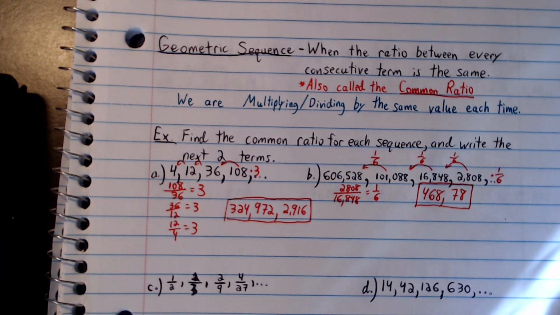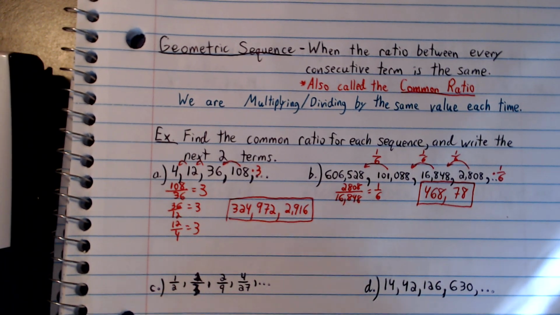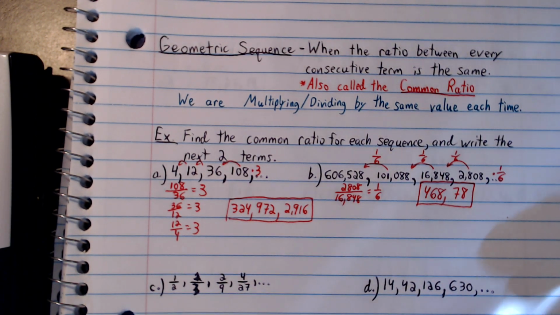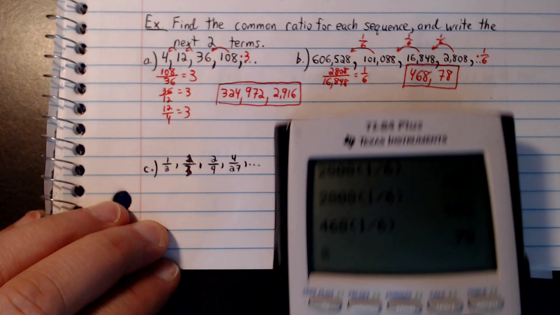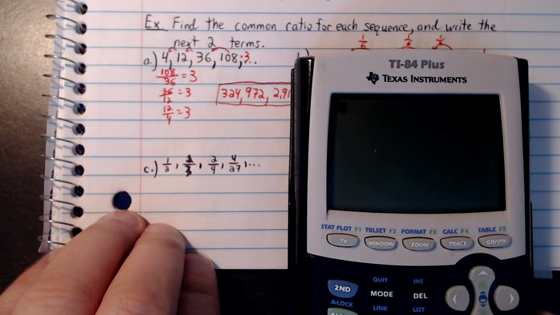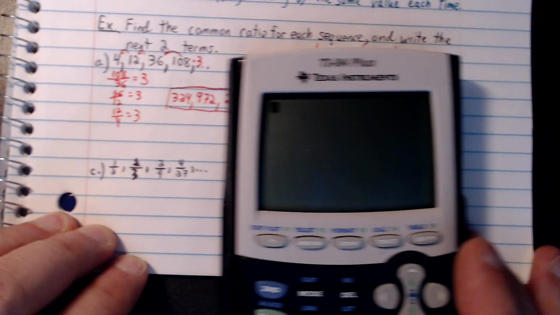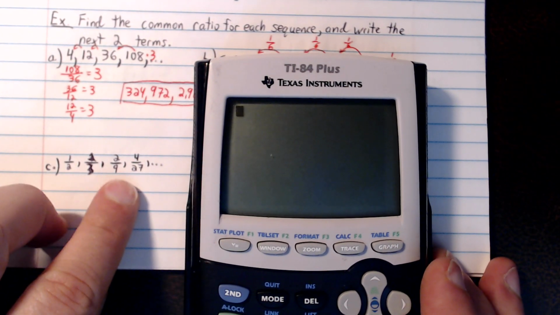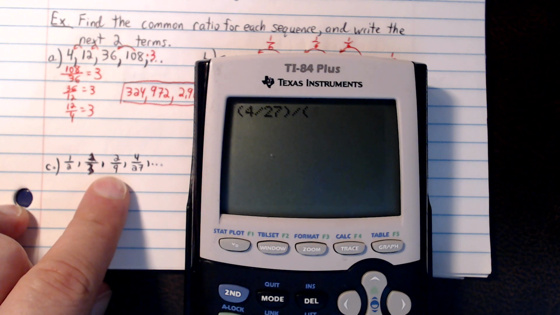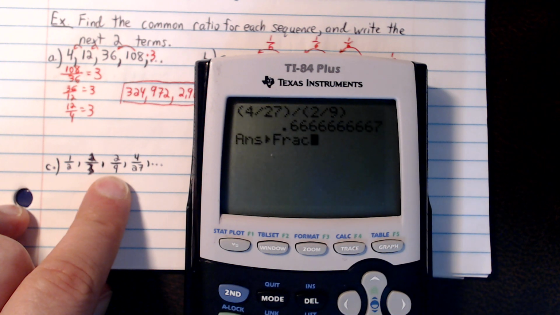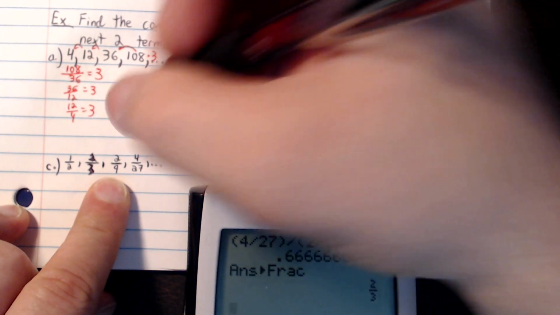No big deal, right? If we start with this last one, I'm going to type in exactly what I see on the page into the calculator. Alright, so let's see here. Not good lighting over here, huh? Alright, so I'm going to start with 4/27. Notice I'm using parentheses. I'm going to do divided by a new set of parentheses, 2 over 9. And it gave me a decimal, math, frac, enter, 2/3. So again, a lot of calculator work for this.